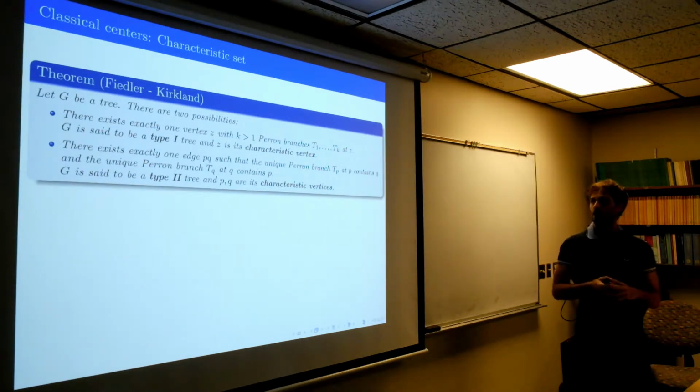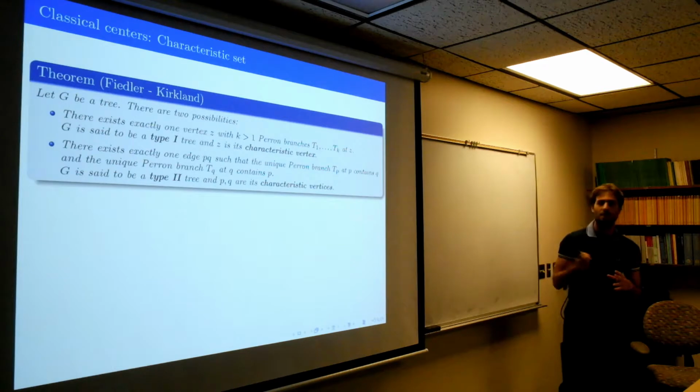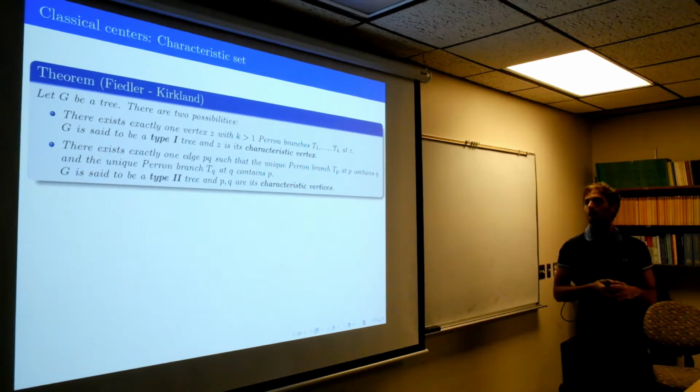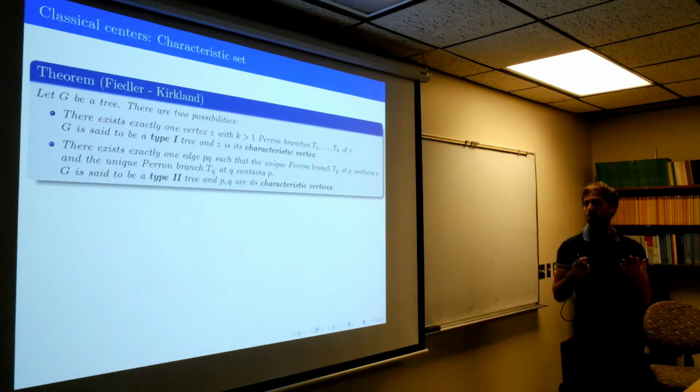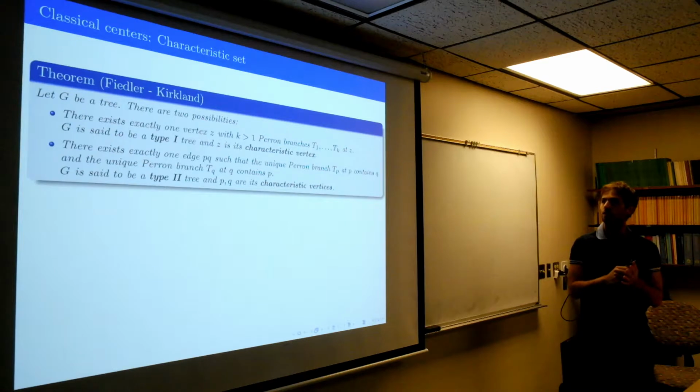Or, if this doesn't happen, there is exactly one edge, PQ, such that the unique Perron branch at P contains Q, and the unique Perron branch at Q contains P. And again, we can intuitively think about these trees to be even. G is said to be a type 2 tree in this case, and P and Q are called its characteristic vertices. Okay, so we see from this theorem that in all the cases, we can define a characteristic set of either 1 or 2 vertices, and we can consider this set to be a center.